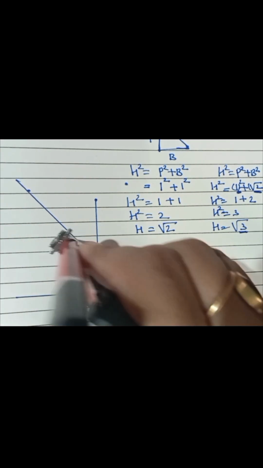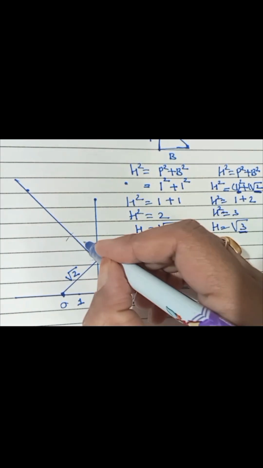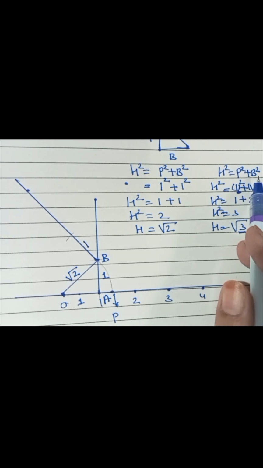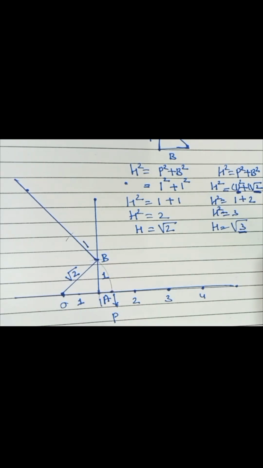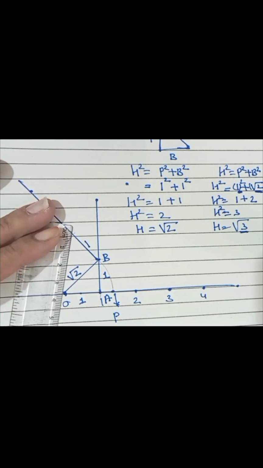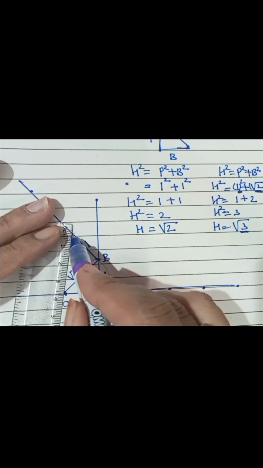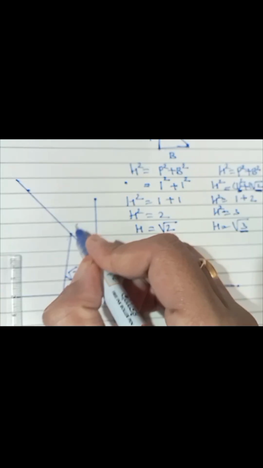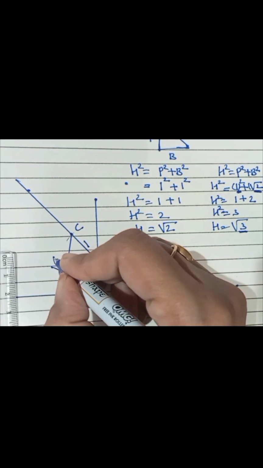So this is a perpendicular. Perpendicular is 1. Okay, now the condition is satisfied: base root 2 and perpendicular 1. So this is the value of root 3. Join O, suppose this is a point C. So this is the value of root 3. Now we have to draw this on the number line.